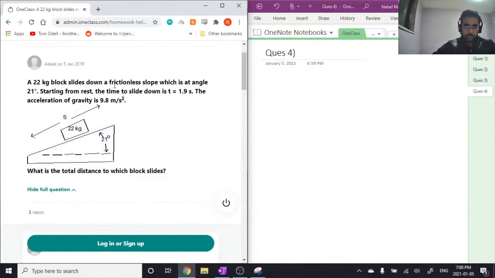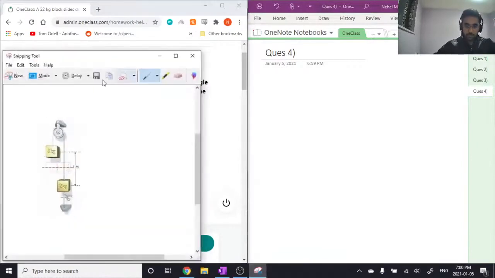Okay, it says it's a frictionless slope. Ideally if something's frictionless, it would keep sliding down, but we are capped by this time t equal to 1.9 seconds, so that's all the duration we can slide down for. So we need to find how much this block slides down given this much time. Okay, so let's copy this diagram over.